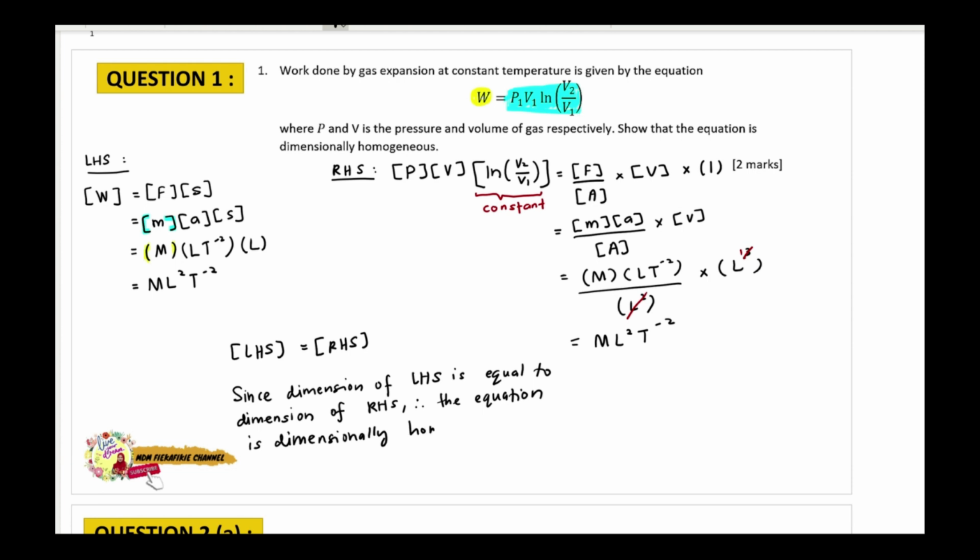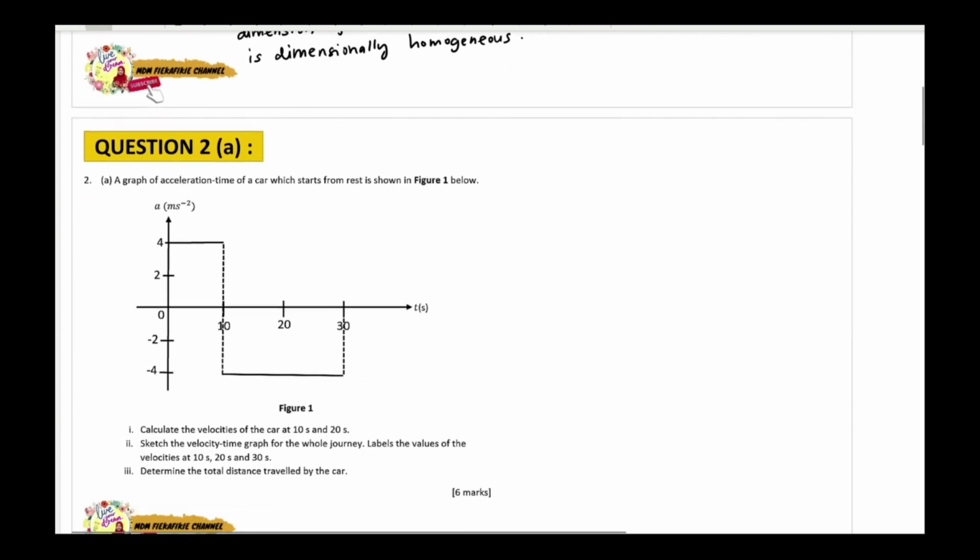Alright. Okay, jadi kalau kita cari dimension left hand side and then tak sama dengan dimension of right hand side, so jawapannya the equation is not dimensionally homogeneous. Okay, kita dah selesai soalan nombor 1. Ingat ya, soalan nombor 1 lebih kurang 2 markah. So, make sure you cuba untuk dapatkan markah tersebut. Boleh? Okay, jom proceed kepada soalan yang kedua.